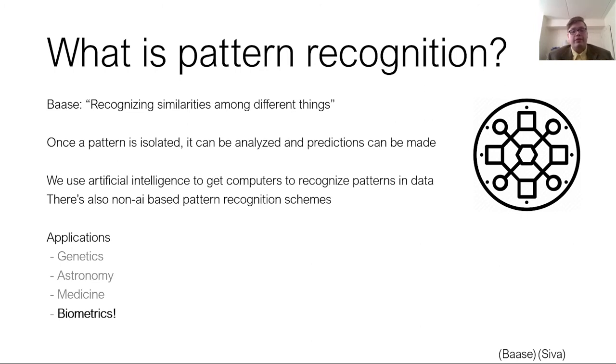Pattern recognition is extremely useful because once a pattern is isolated, it can be analyzed and predictions can be made based off of it. In computing, we use pattern recognition to find patterns in data. Nowadays, artificial intelligence is used to efficiently find these patterns, but there are also non-AI based pattern recognition schemes. Pattern recognition has a wide range of applications, but we're going to be talking about how it's applied to biometrics.